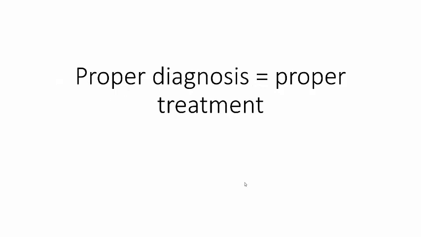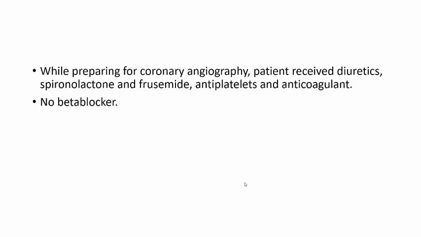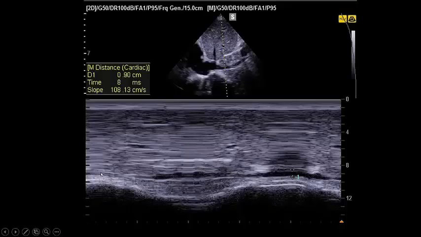Proper diagnosis equals proper treatment. Our patient probably has ischemic cardiomyopathy, ischemic heart disease, so we prepare for coronary angiography. The patient received diuretics. We give spironolactone, furosemide, antiplatelet, anticoagulant. No beta blocker in cardiogenic pulmonary edema. On follow-up study, the inferior vena cava decreased a lot.